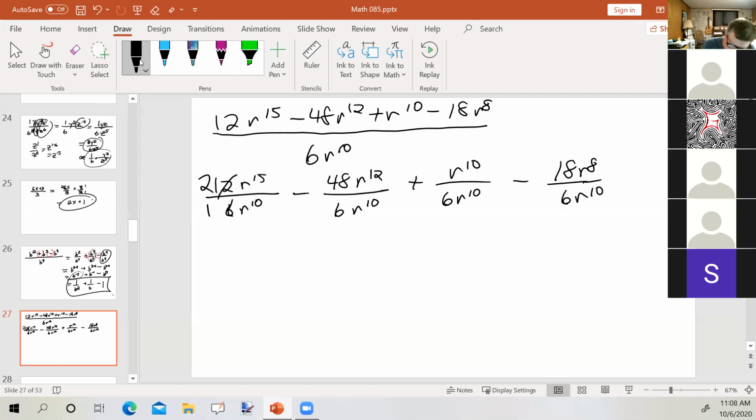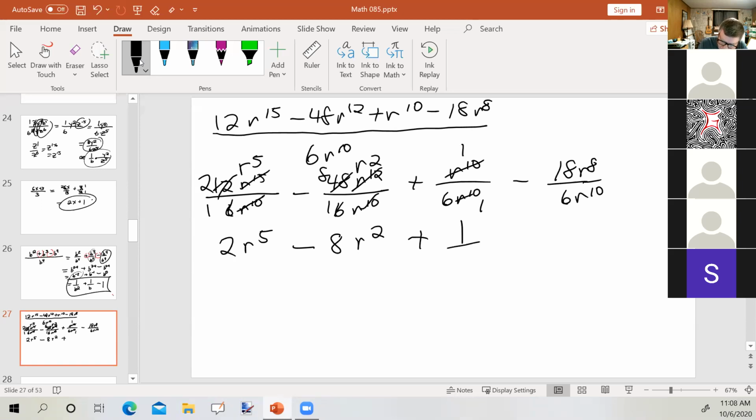12 over 6 is 2 over 1. r to the 15th over r to the 10th would be r to the 5th. So I get 2r to the 5th. We okay with that? Yes. Minus 48 over 6 is 8 over 1. r to the 12th over r to the 10th is r squared. So minus 8r squared. Plus r to the 10th over r to the 10th is r to the 0 power, or 1. So I get plus 1/6.